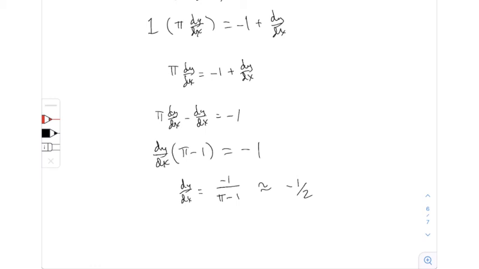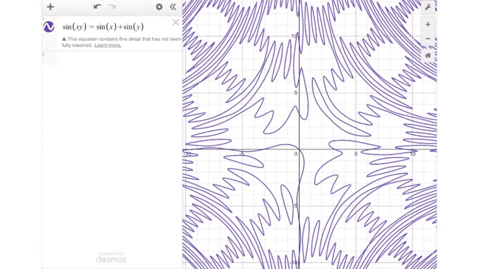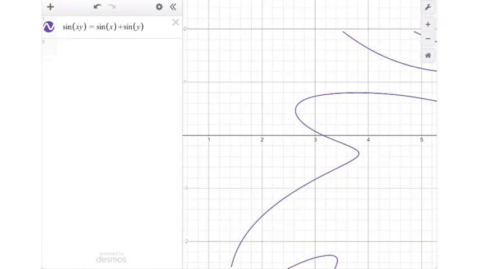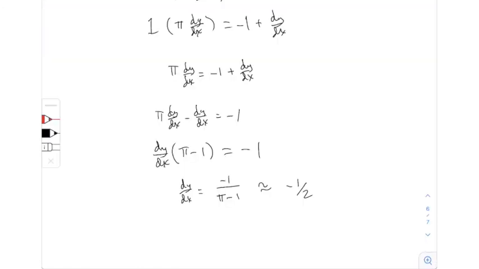Any thoughts about that? Remember, we were finding the slope at this point right here. Negative 1/2 looks reasonable to me. Okay? Excellent. I got one for you all to try in our remaining 15 minutes. I don't think it'll take that long.